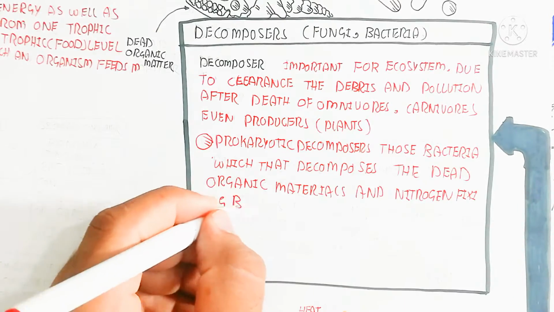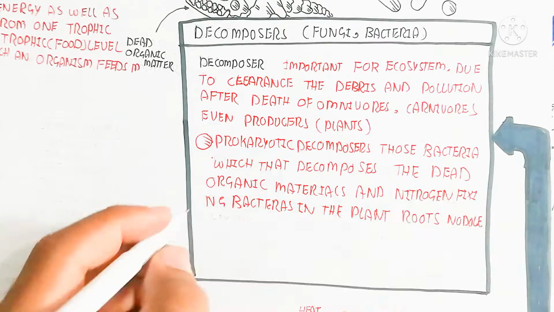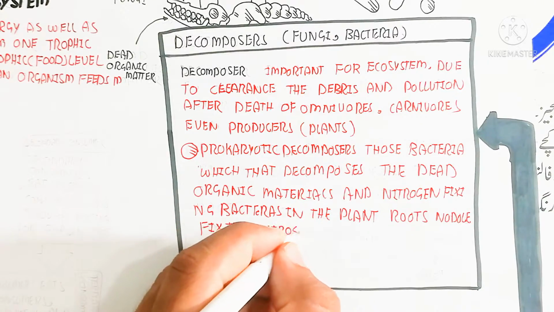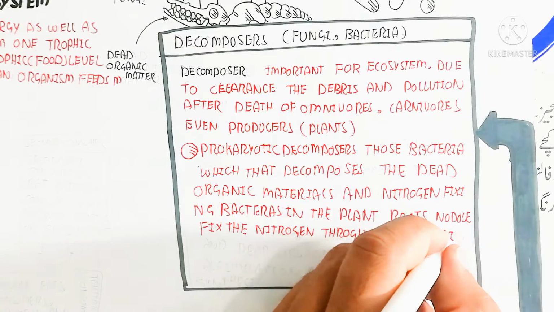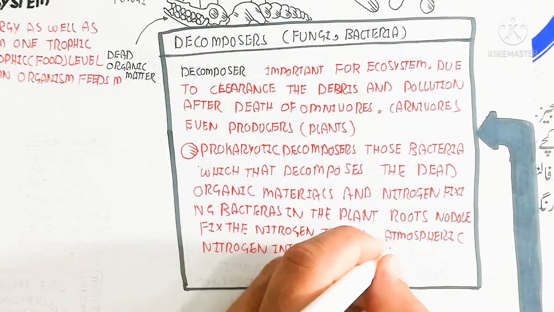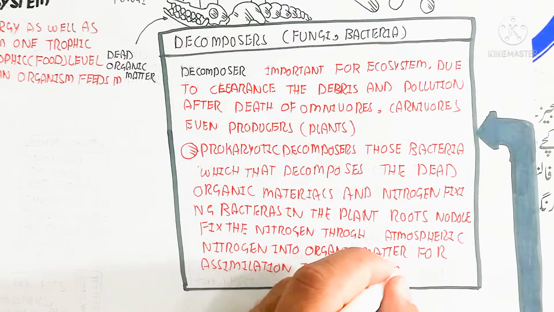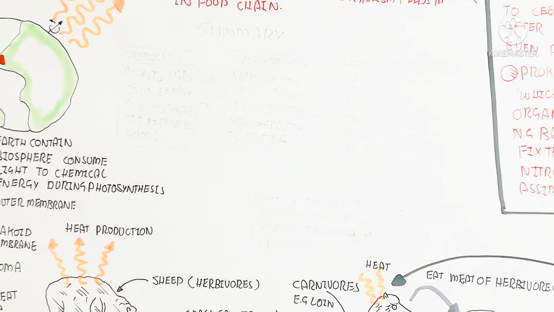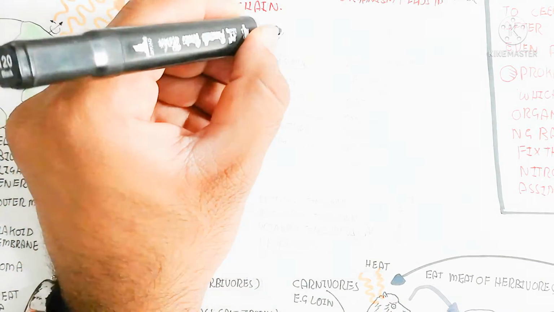So in this way, remember that this is the flow of energy and material in the ecosystem. In an ecosystem, energy as well as material travel from one trophic level to the next. So in summary, you can understand easily that the last ones are the nitrogen fixing bacteria as well as the decomposers. So the summary we will discuss now.